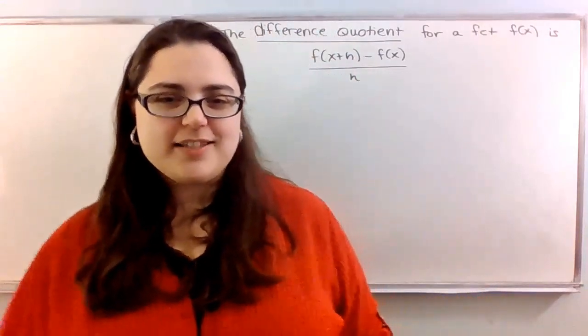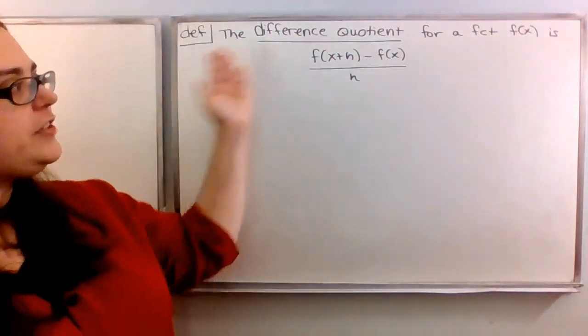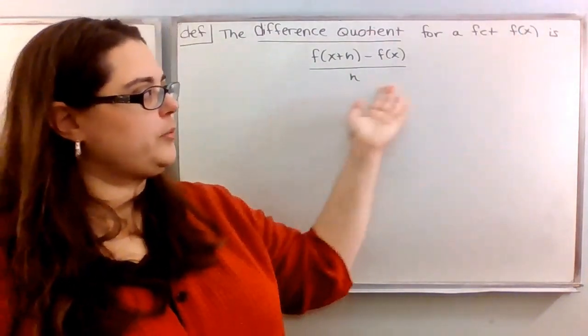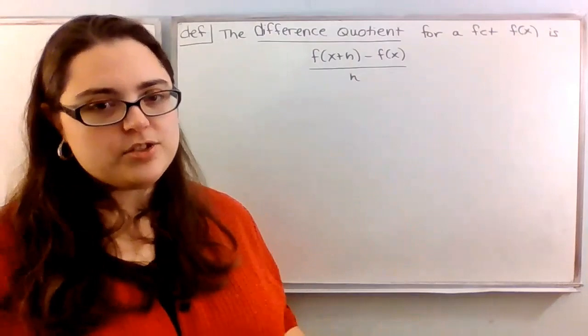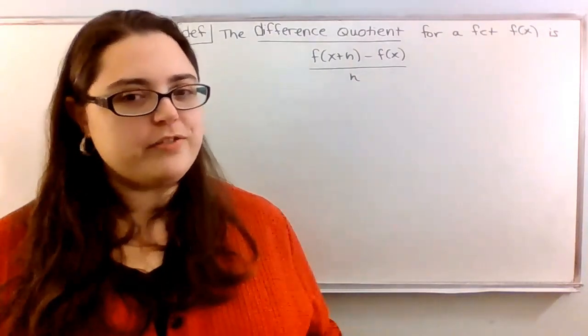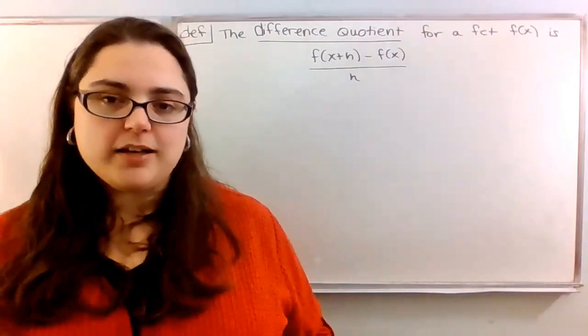So let's take a look at the definition. The difference quotient for a function f of x is given by this gorgeous formula here: f of x plus h minus f of x, all over h. So here's where this formula comes from and why it's so important to calculus.